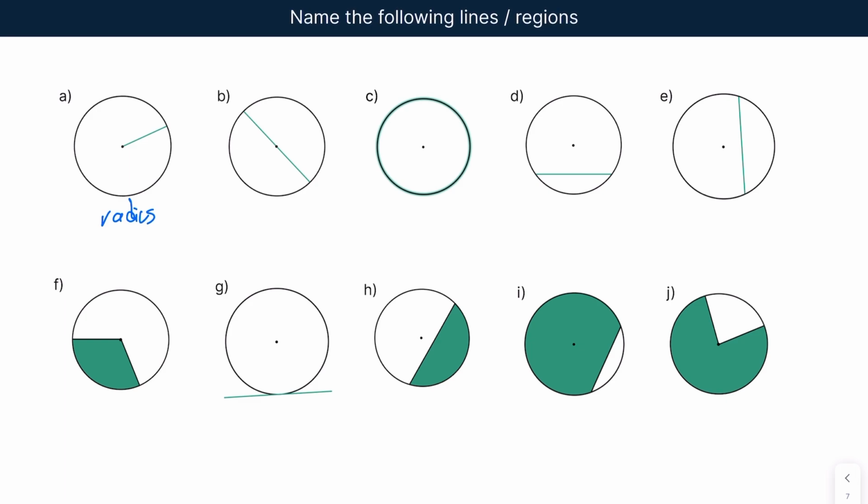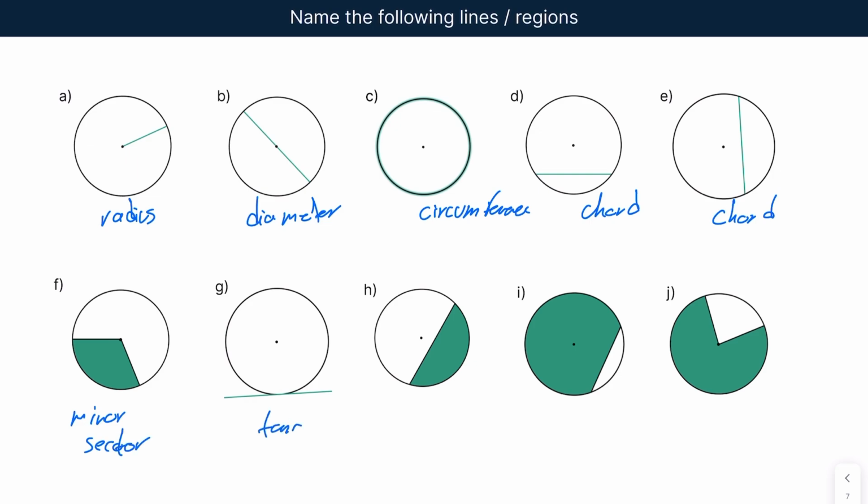So this is your radius. This is a diameter. This is a circumference. This is a chord. This is also a chord. This is a minor sector. This is a tangent. This is a minor segment. This is a major segment. And this is a major sector.